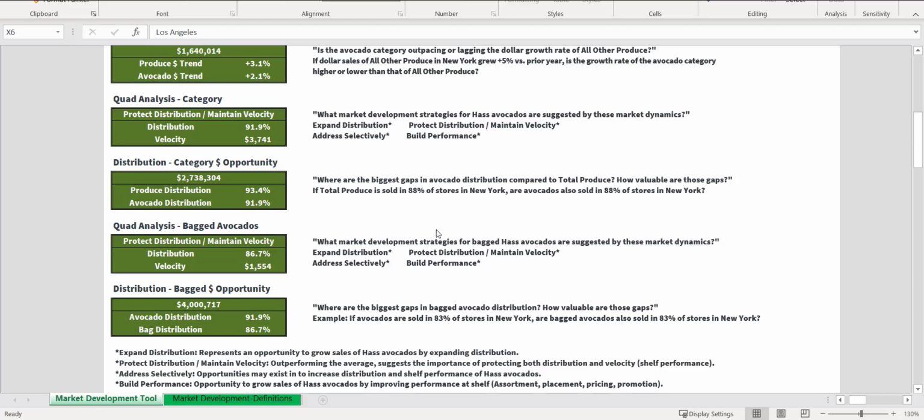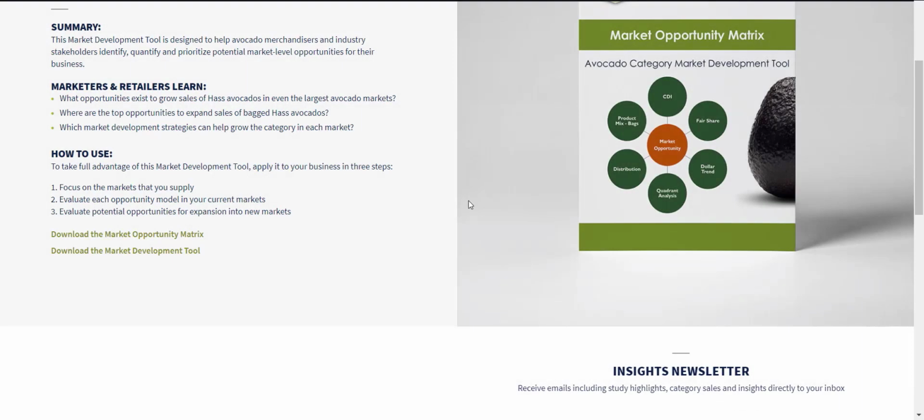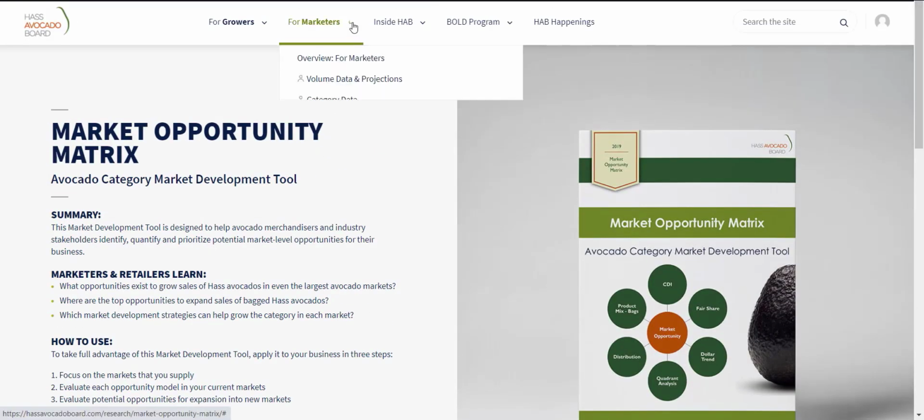Okay, so I hope this overview has provided enough clarity and confidence for you to explore it and use it on your next planning or sales meeting.